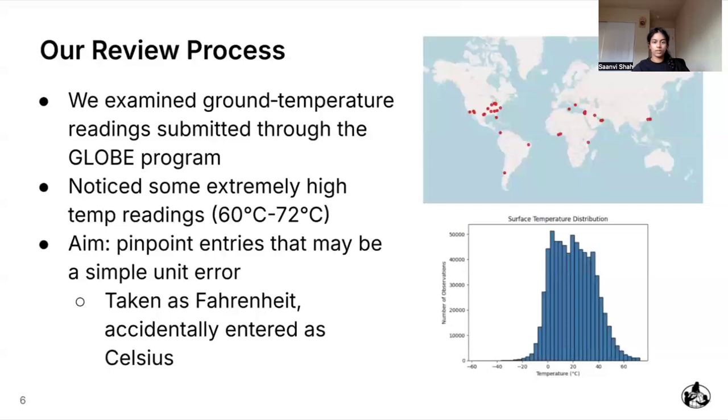So what was our review process? First, we examined ground temperature readings submitted through the GLOBE program, and we noticed some extremely high temperature readings from 60 to 72 degrees Celsius. Our aim was to pinpoint entries that might have been a simple unit error, for example, taken as Fahrenheit and accidentally entered as Celsius.